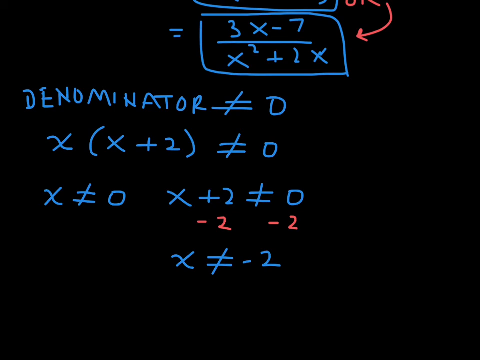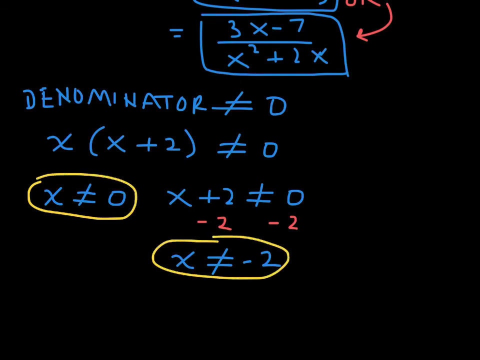So notice these two statements here. x cannot be 0, and x cannot be negative 2. If you plug in 0 or if you plug in negative 2 for x into this function that you just found, then this whole function will be undefined. So the domain in words will be any real number except negative 2 or 0. Any real number except negative 2 and 0. That is, negative 2 and 0 must be excluded from the domain.